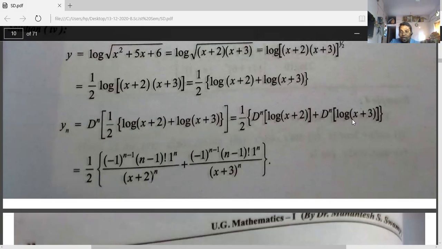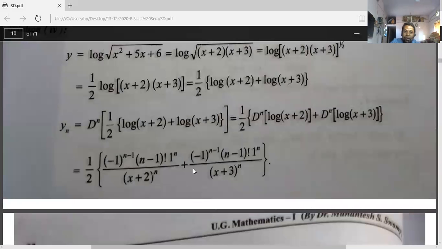Now similarly here a is equal to 1, b is equal to 3. That's why you are writing in the same manner: minus 1 to the power n minus 1, n minus 1 factorial. A is equal to 1 means 1 to the power n divided by (x plus 3) to the power n. Now already you know 1 to the power n can be written as 1, because 1 to the power anything will become the same.